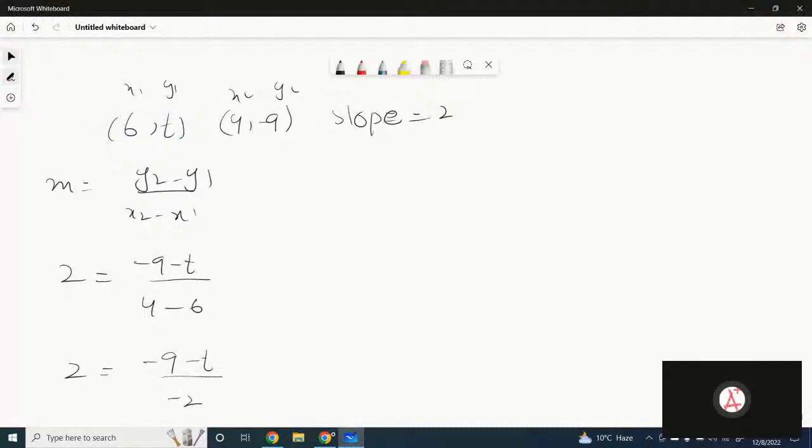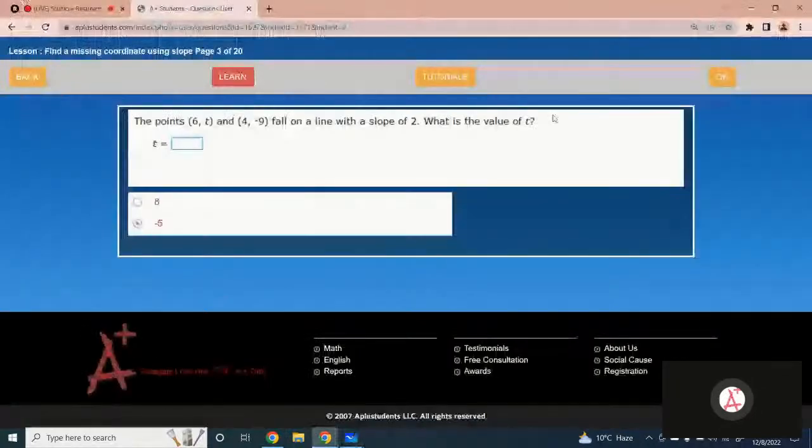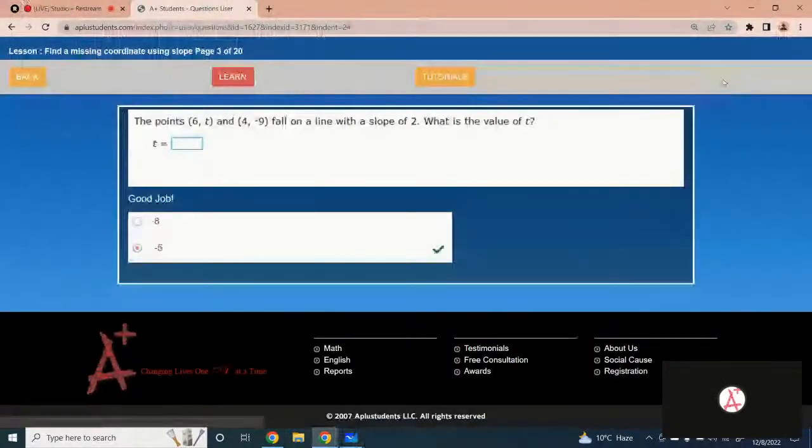6 is minus 2. Just do cross multiplication: 2 times negative 2 and negative 9 minus t. 2 times negative 2 is negative 4 equals negative 9 minus t. Move the t to the other side, it would be positive, and move the negative 9 to the other side, it would be positive. So negative 4 plus 9 is 5. Got it? So t equals 5. So the correct option is 5. Just select the correct option, then click on the OK button.